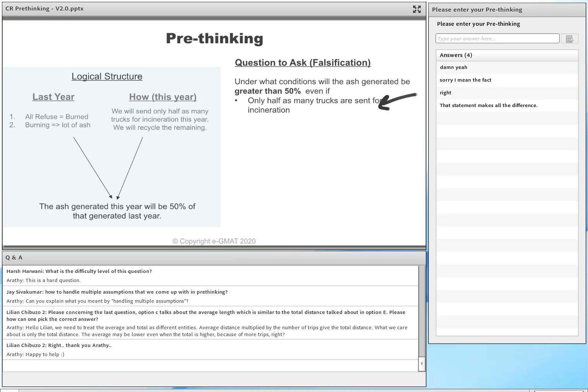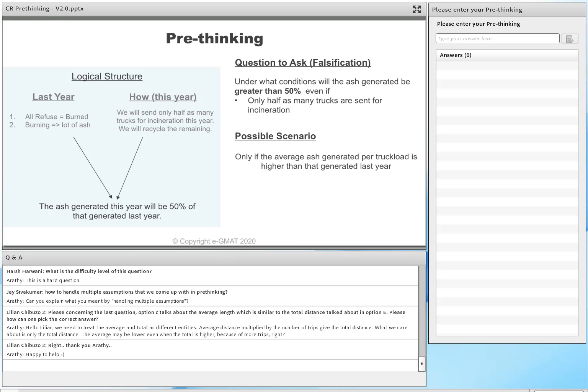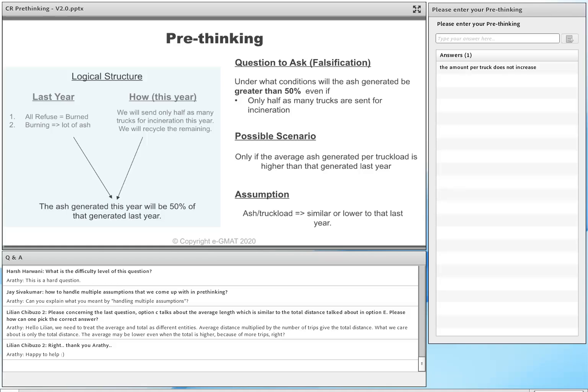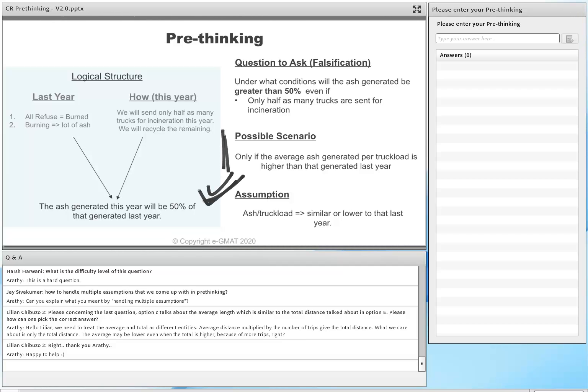The same falsification question. Once you formulate that falsification question, what's the only falsification scenario? If the ash per truckload generated is higher, right? That's the scenario in which my conclusion will break down, which means my assumption is that ash per truckload should be similar to or lower than what it was last year. That's your assumption. That's the only thing that you're required, because you're only going to get half as many truckloads. Everyone clear with that pre-thinking process?